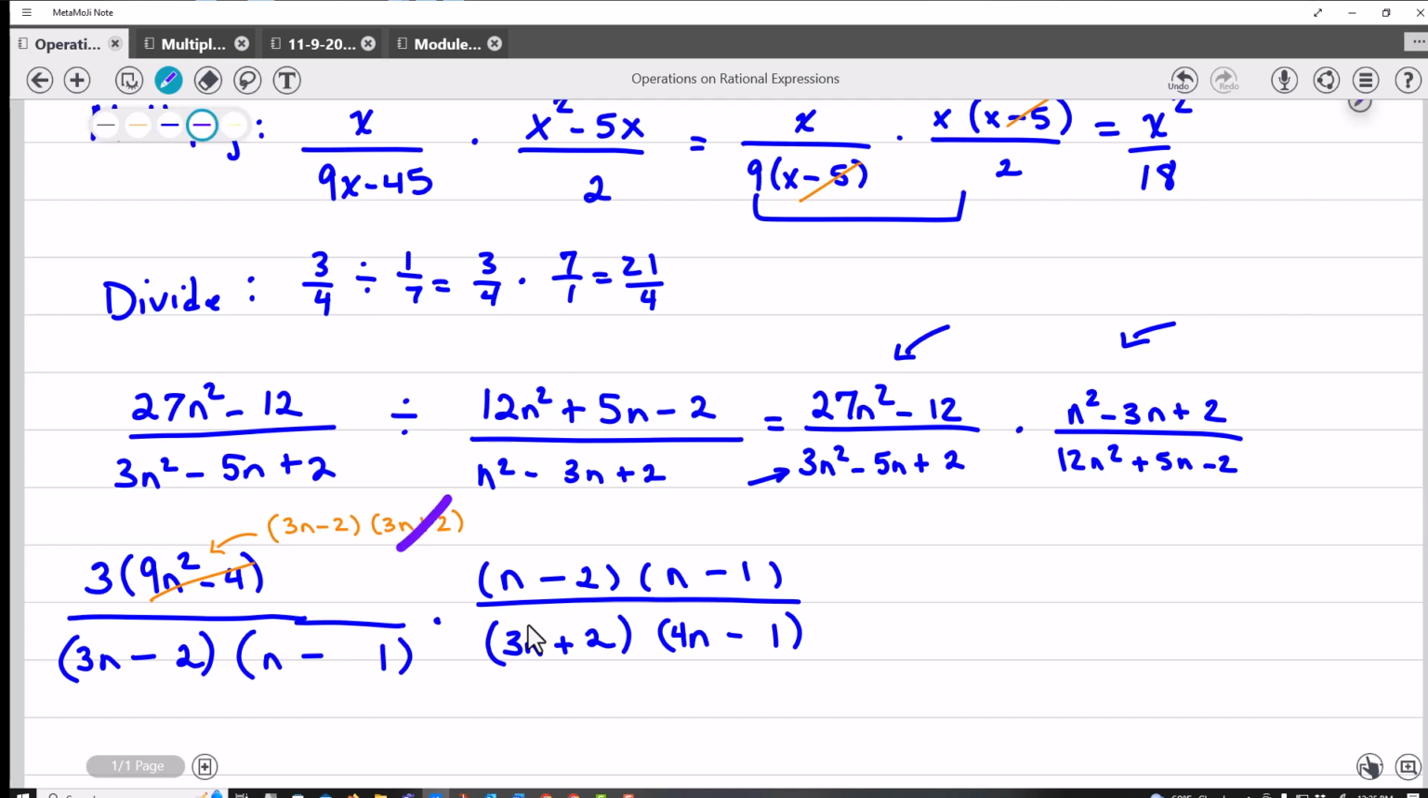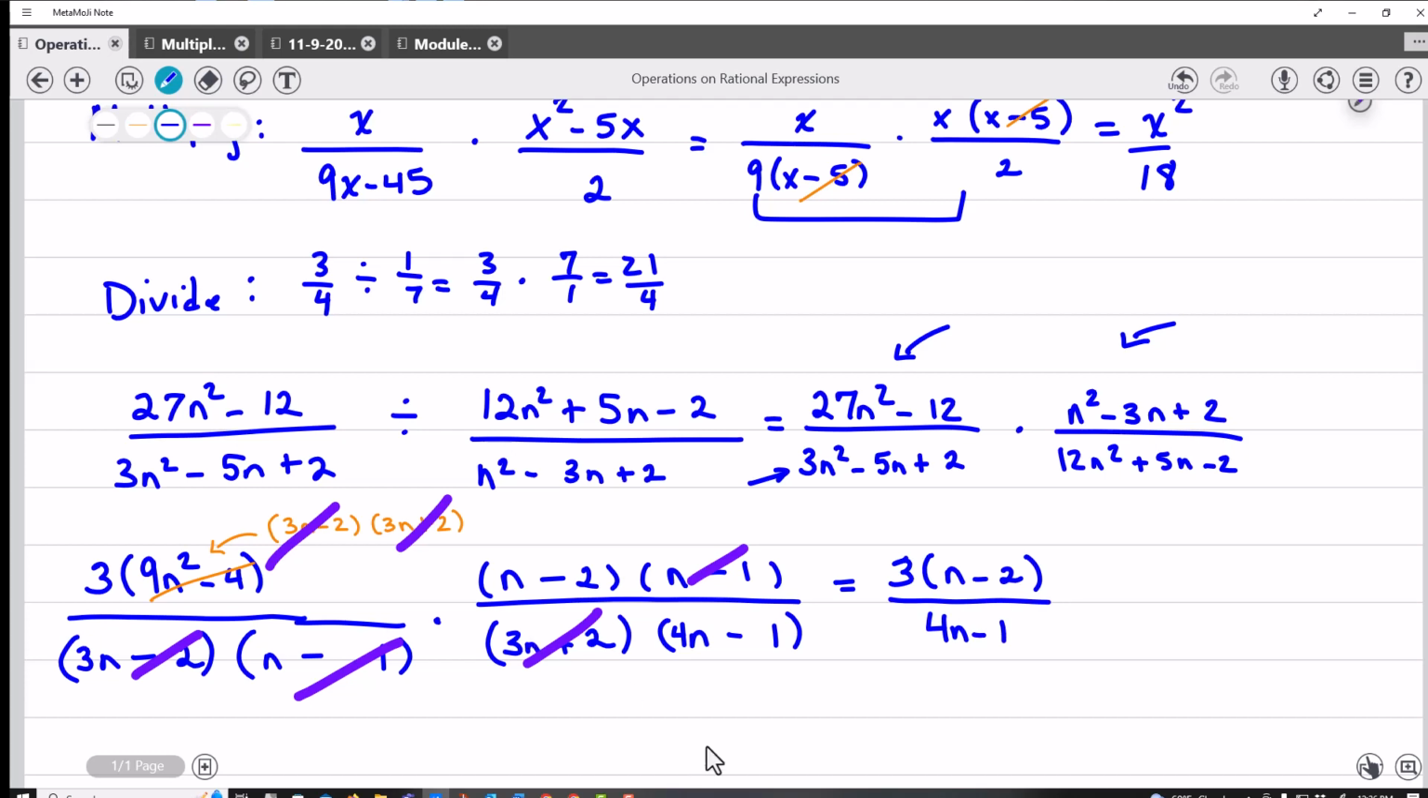You get to start canceling things. So that looks like that canceled. Oh, it looks like that even canceled. So it looks like all I have left is 3 times n minus 2, all over 4n minus 1.